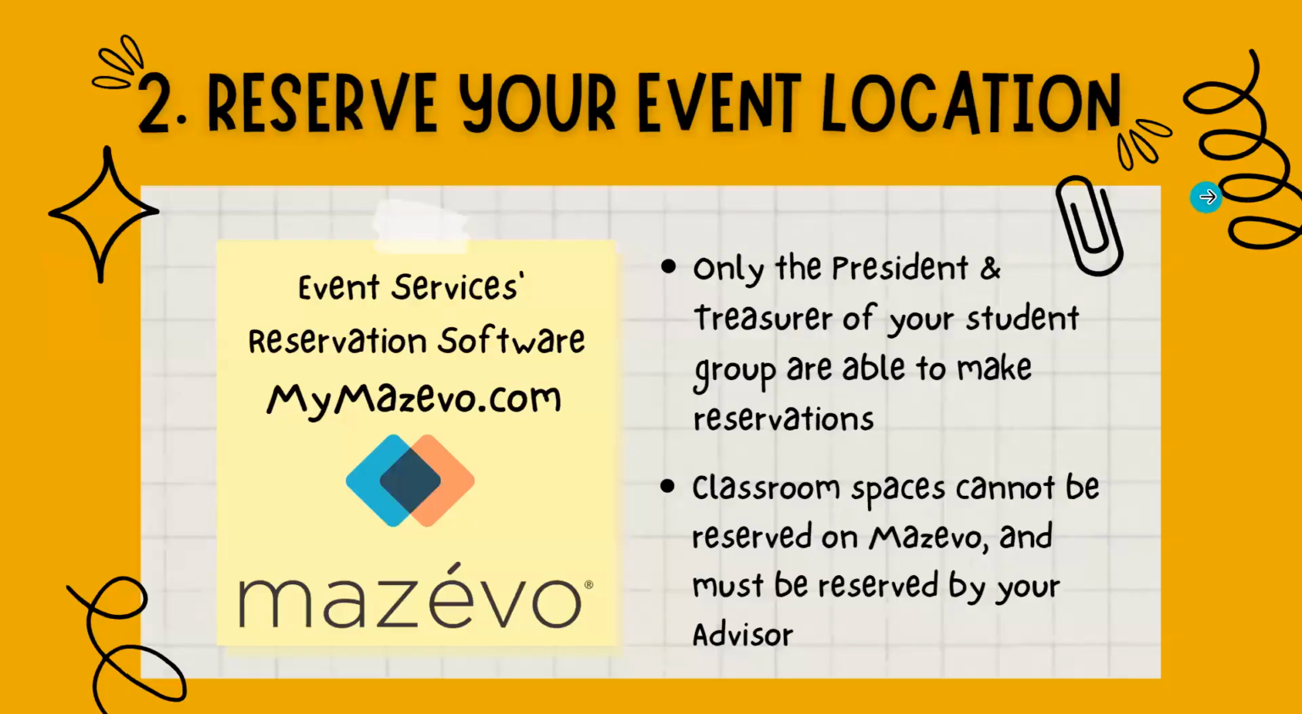All right, so here we are, those reservations. You have a couple options for reservations. The one you probably use very often is Mazevo. Mazevo is where you can make reservations for the Millennium Student Center, the Ed Habitat, the Provincial House, and then outdoor spaces. So that has a lot of spots for you.